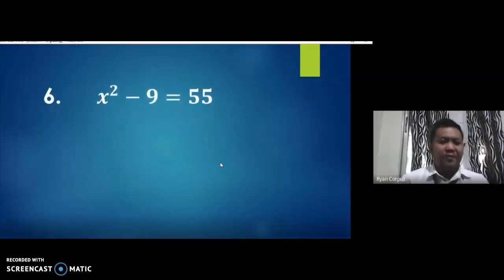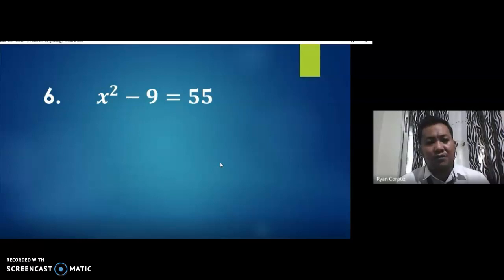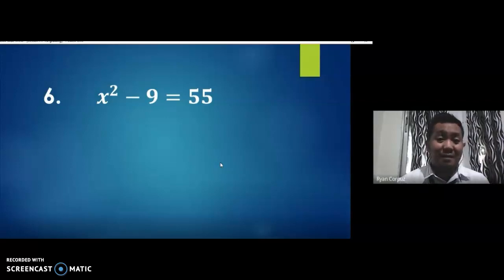How about if the example is like this? So we do have two constant terms here. If that is the case, since both negative 9 and 55 are constant terms, we can combine them as one. Pwede natin siyang pagsamahin.